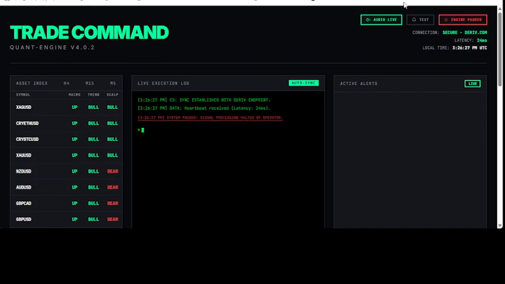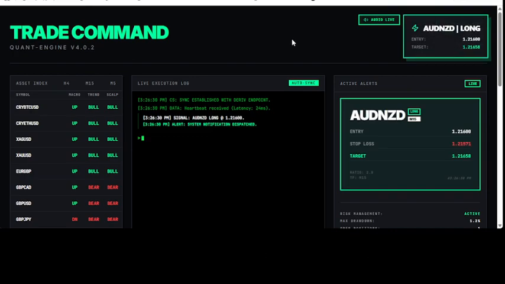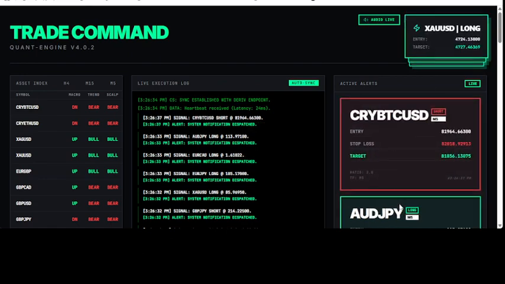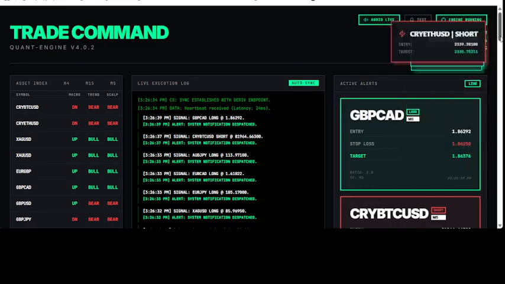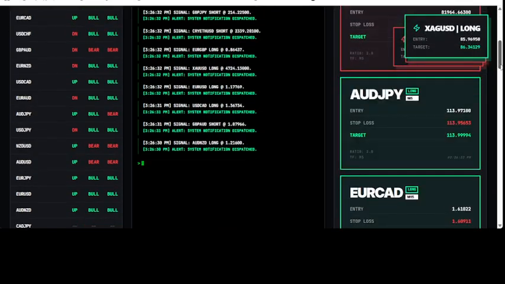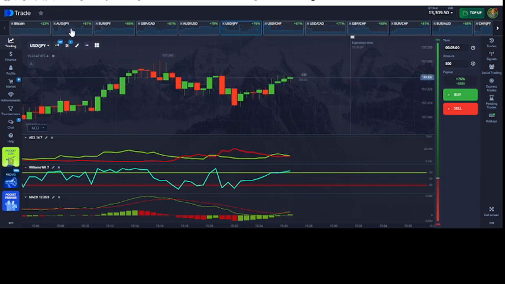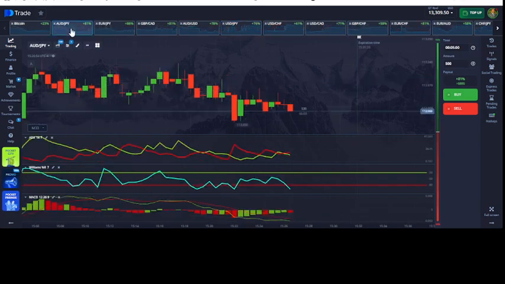Okay, so let's go ahead and generate. So what I have here is Aussie dollar JPY, a buy on the Aussie dollar JPY on the 5 minute time frame. All right, so let's go to the Aussie dollar JPY and let's go ahead and take a buy.